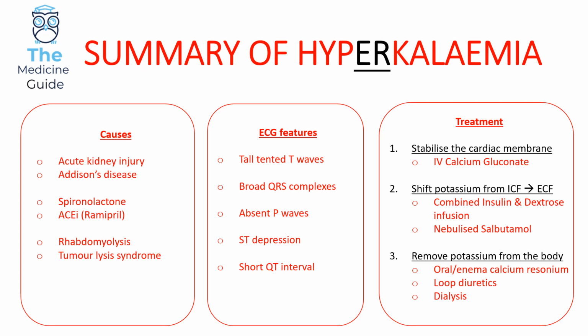Then we need to remove potassium from the body. So we can either remove the potassium from the body by using an oral or enema calcium resonium, offering patients loop diuretics or dialysis. Now, calcium resonium in an enema form is more effective than the oral calcium resonium. Now, in terms of dialysis, hemofiltration or hemodialysis should be considered in AKI patients who have persistent hyperkalemia.